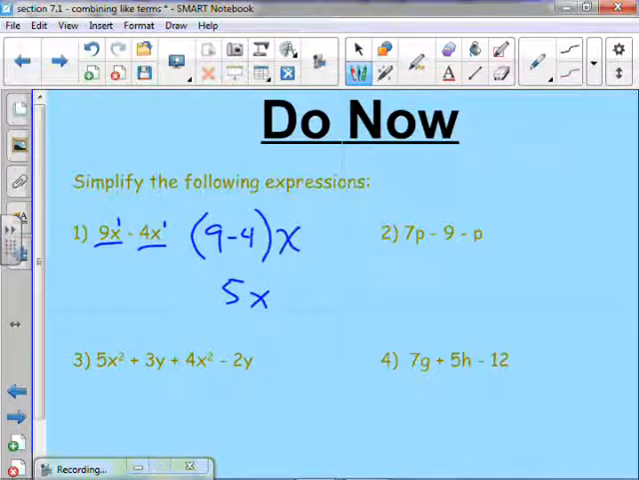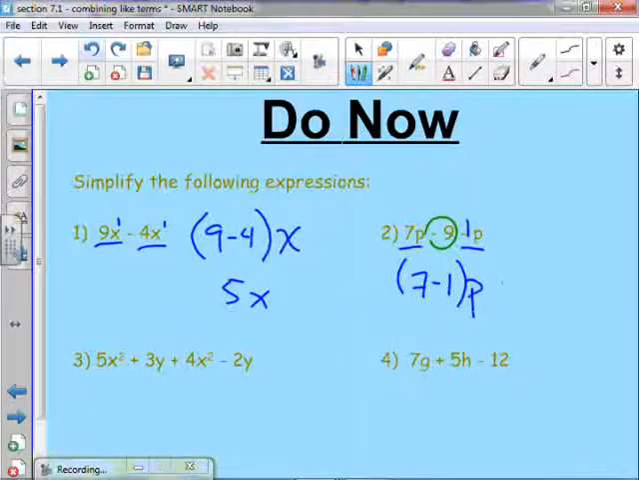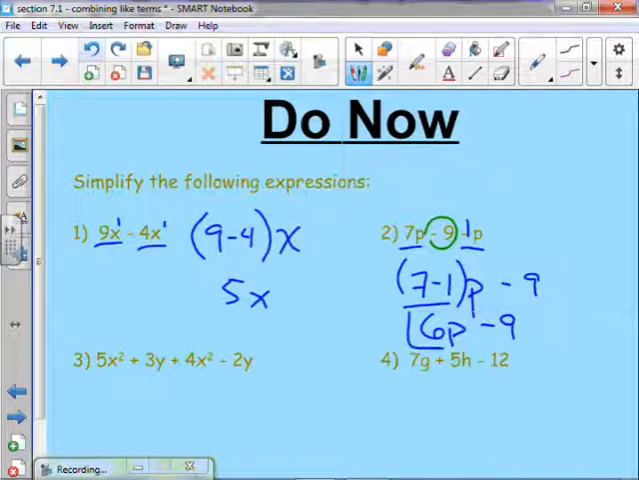Okay, next thing I'm going to do, number 2, I'm going to look for my like terms again. I see that I have 7 and minus something. There's no number written. When there's no number written, I know that's really a 1. And then my other one, this negative 9, that's a different term, because it doesn't have a p. So I'm going to combine the ones I can. I have 7 minus 1, and those are p's, and then I will take away 9, which is an unlike term. Well, 7 minus 1 gives me 6, so I have 6p, take away 9. I cannot combine it any further because those are unlike terms, and so that is my answer.